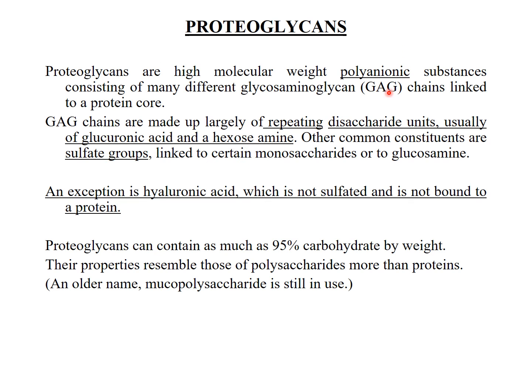So when I list the GAGs for you, there will be one exception, so-called hyaluronic acid, which is not sulfated and which is not bound to protein. All the other GAGs are known to bind proteins and form proteoglycans. Proteoglycans can contain one single glycosaminoglycan chain, or some contain so many that 95% of the weight of the proteoglycan comes from GAGs.